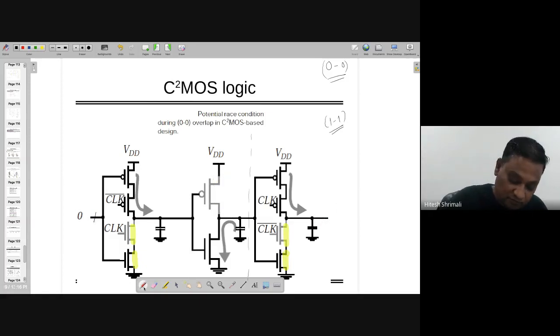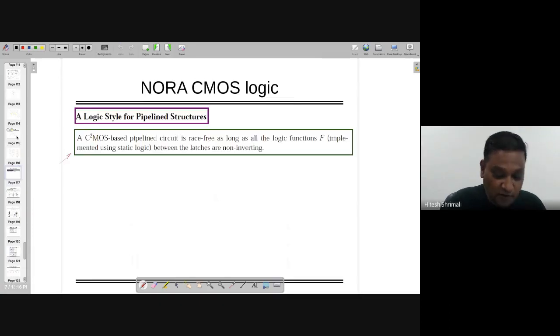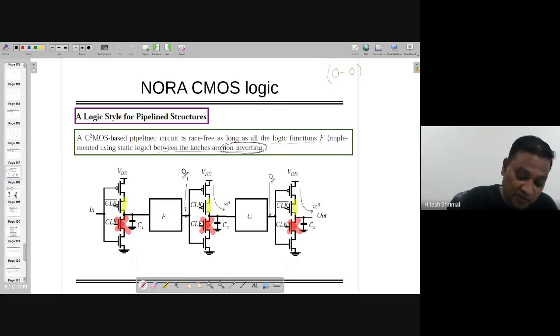So let's revisit what we have written. We are saying that C-square MOS based pipeline structure is race-free until it's non-inverting. If it is inverting, all the problems will occur, because whenever it's 0, the output is VDD. It does not matter. And we are talking on overlap, right? So such things will happen.